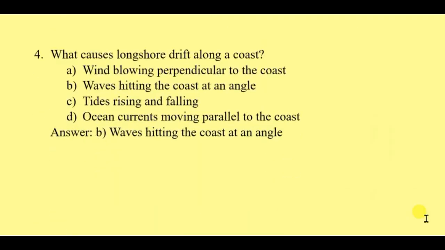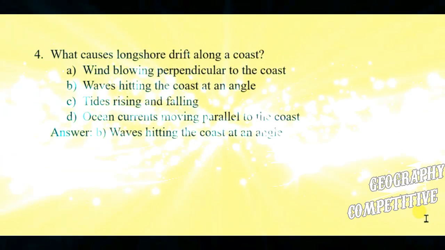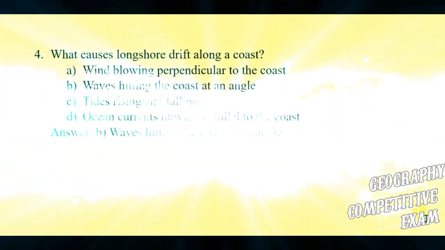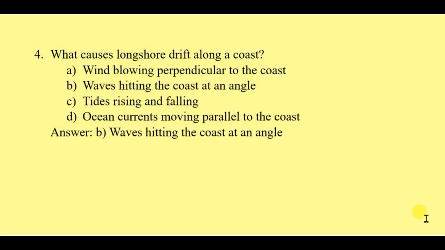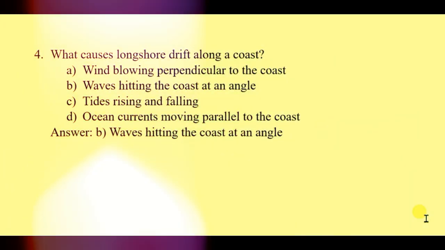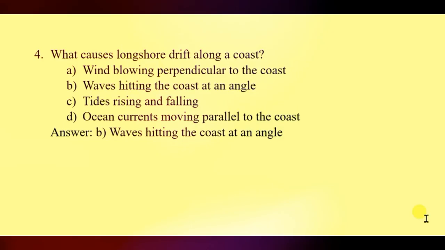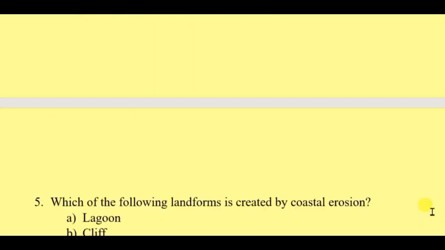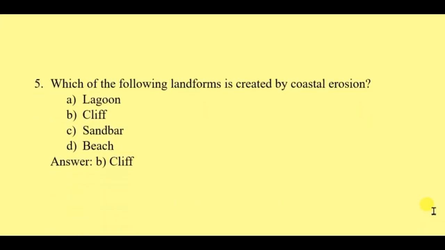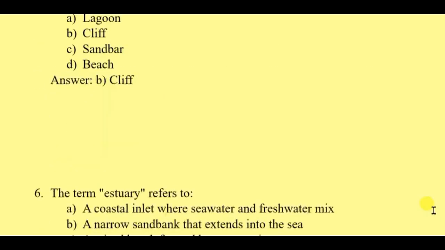Question number 4. What causes longshore drift along a coast? Wind blowing perpendicular to the coast, waves hitting the coast at an angle, tides rising and falling, ocean currents moving parallel to the coast. Here the right answer will be waves hitting the coast at an angle. Question number 5. Which of the following landforms is created by coastal erosion? Lagoon, cliff, sandbar, beach. Here the right answer will be cliff.